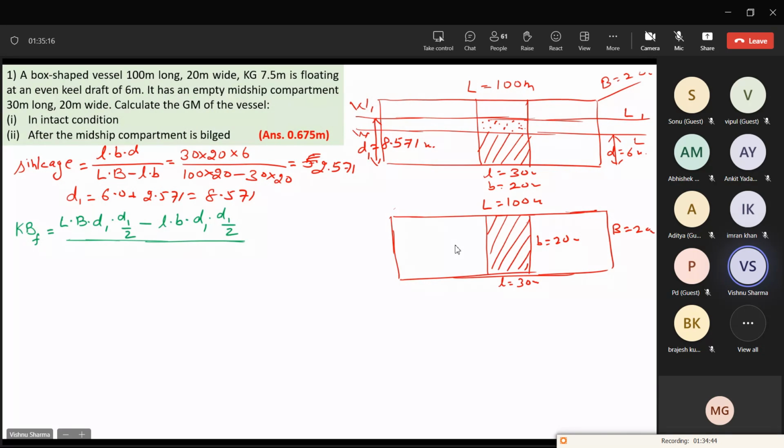So what was the volume of buoyancy in the intact condition? It will remain the same. Why? Because whatever you lost, you regained that much. So the total volume of buoyancy has remained the same. So instead of going in a roundabout manner, this becomes LBD.